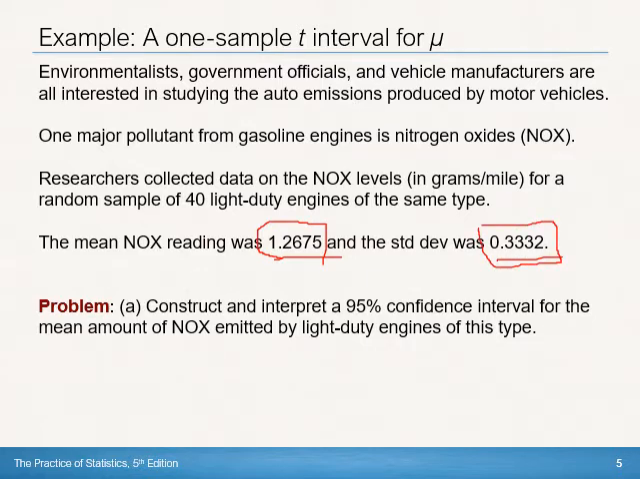All right, here's the problem. Construct and interpret a 95% confidence interval for the mean amount of nitrogen oxide emitted by light-duty engines of this type. So we're trying to estimate what the population of engines of this type would emit as far as nitrogen oxide using a confidence interval. When they ask us to construct and interpret a confidence interval, that is your clue to use the four-step process.